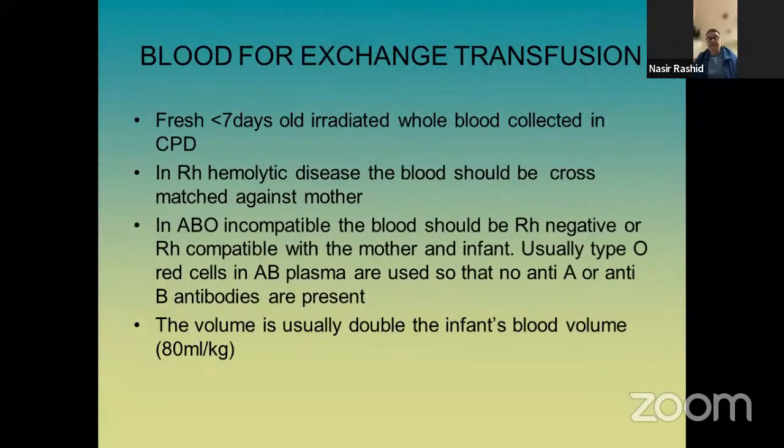So the blood that is needed for exchange transfusion has to be fresh blood, not less than 7 days old. It should be preserved in CPD. In Rh hemolytic disease, it should be cross-matched against the mother. I have never done exchange transfusion in ABO incompatibility, but if you're dealing with a severe ABO incompatibility, the blood type should be Rh negative or Rh compatible with the mother, and the red blood cells should be suspended in AB plasma with no antibodies. And the volume for the exchange transfusion is 80 ml per kg, and that is called a double volume exchange transfusion. Next slide, please.